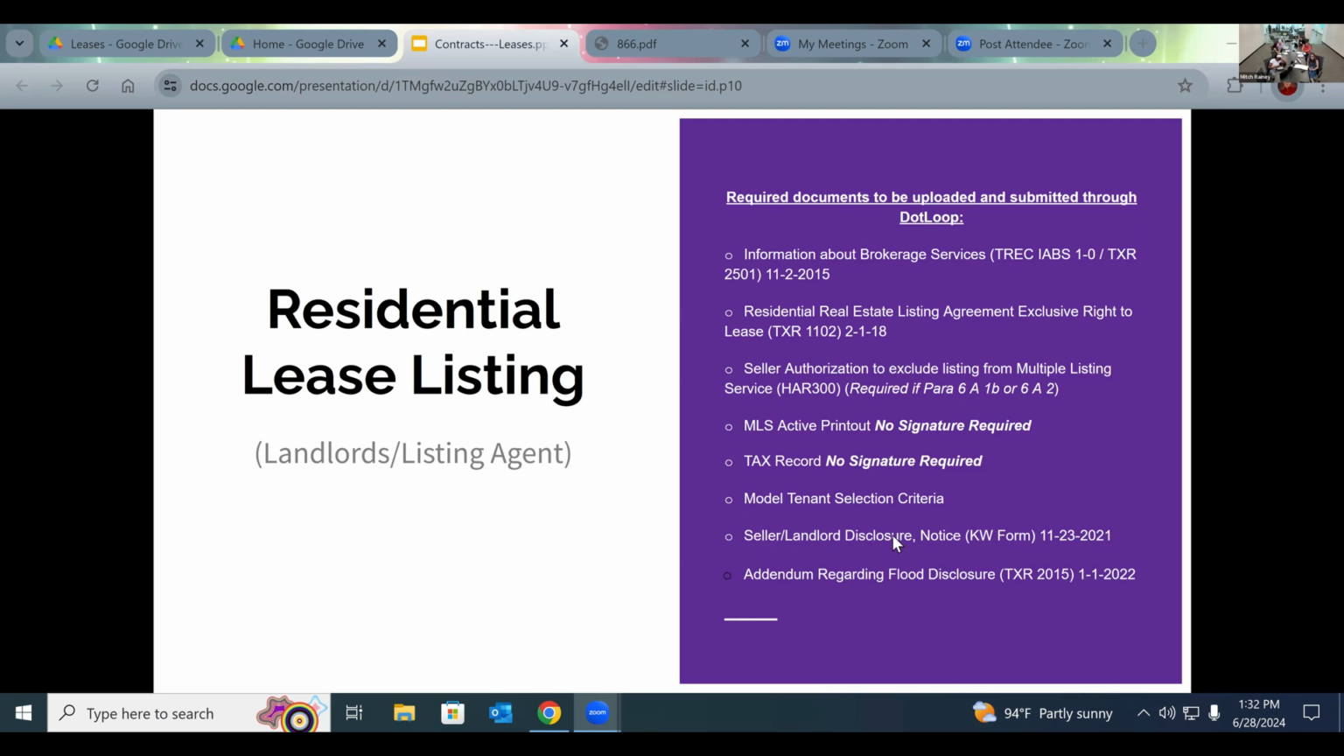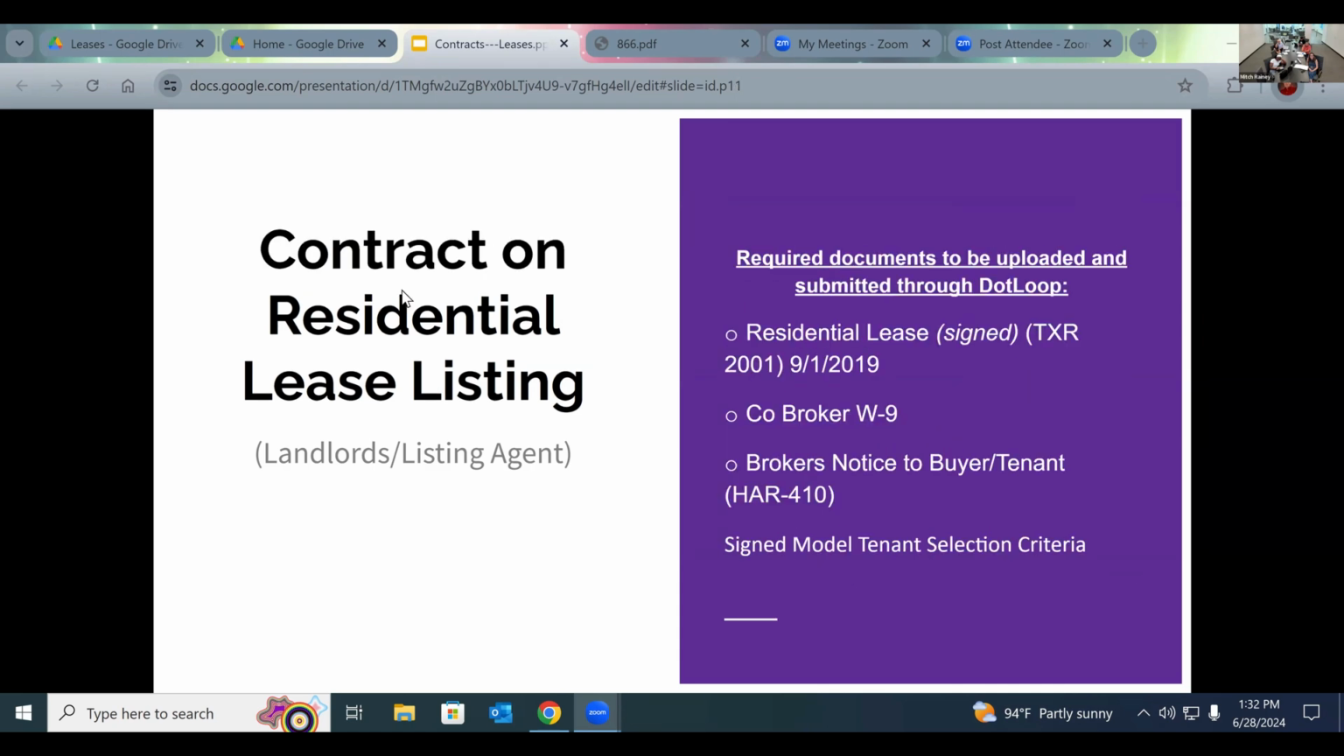We have the disclosure, the addendum for rental flood disclosure, that was updated also. Landlord, once you get the contract, copy of the signed lease. If it's with another broker, we need the W-9 for that broker so that accounting knows where to send the checks to and they can account for them.